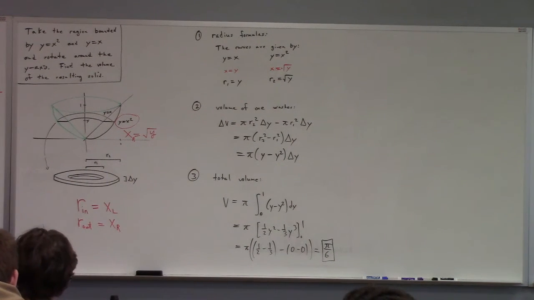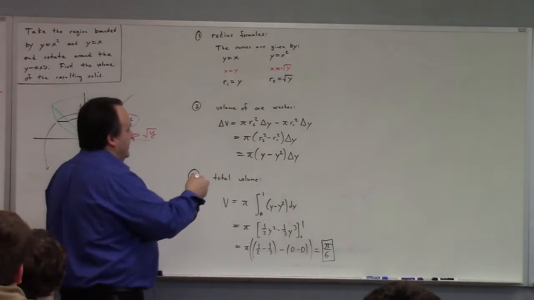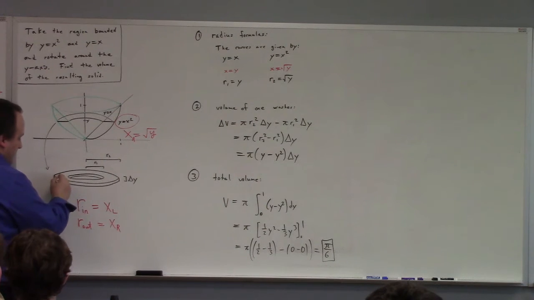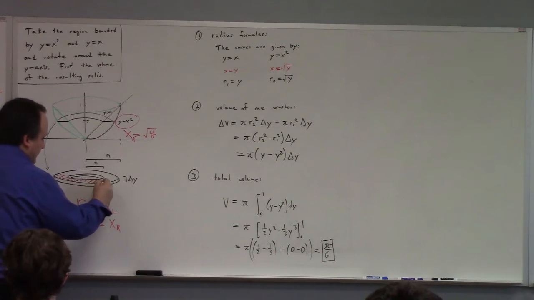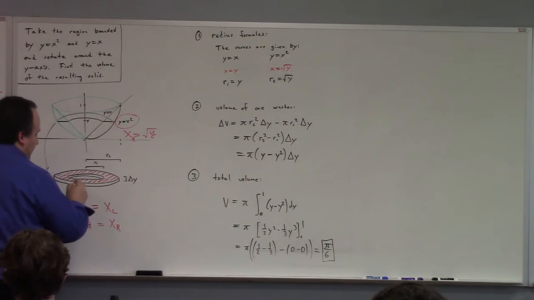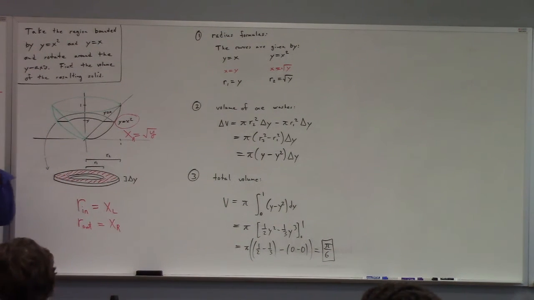The other one is y equals x. How do you solve that for x? x equals y. Nothing really happened there. So now what's the volume of the washer? The volume of the washer is the area of the annulus. An annulus is just the area between two circles, right? So the area of this annulus times the thickness gives you the volume, which is to say the area times dy.